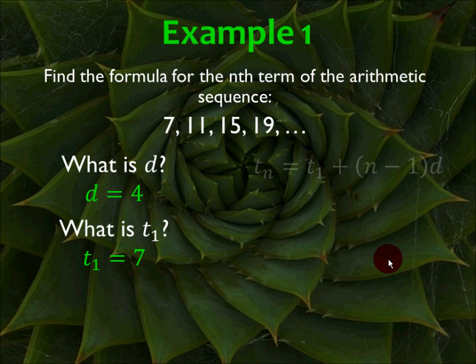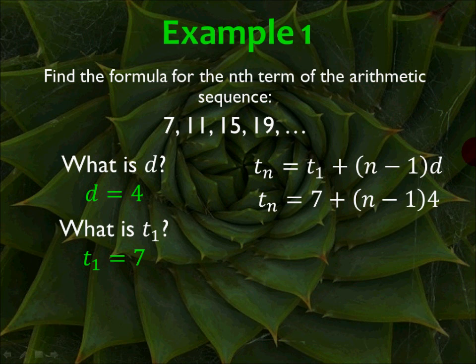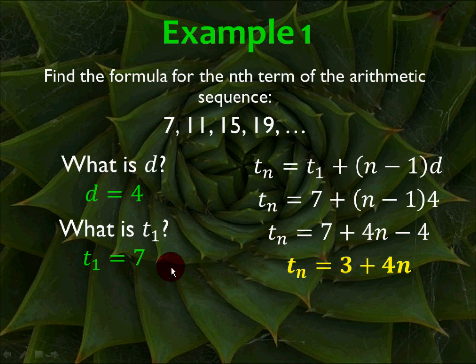So now it's just a matter of plugging things into the formula. Tn equals T1 plus n minus 1 times d. We know what T1 is, it's 7. We know what d is, it's 4. So now at this point, all you do is expand and simplify the expression. 7 plus 4n minus 4 after you distribute the 4, combine like terms, and Tn, the nth term of this sequence, is equal to 3 plus 4n. So look at the difference, look at the first term, plug them into the formula, simplify.